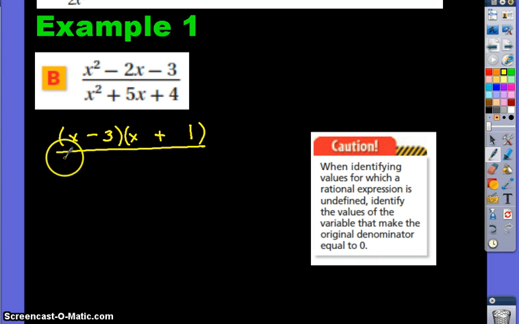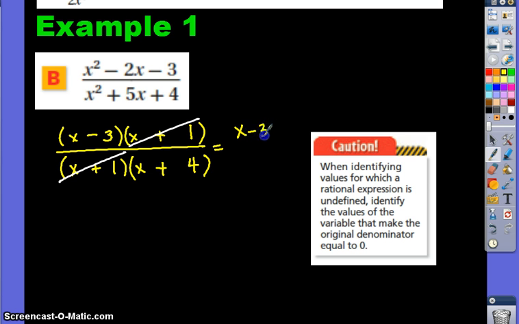All right, now I do the same thing in the denominator. We've got to factor that. We need to find numbers that would multiply to 4 but then would add to 5. And that would be 1 and 4. And since it's all positive, we're just going to be adding. And now that we've factored it, we can see that we have an x plus 1 here and an x plus 1 here, so they will cancel each other out, meaning that the simplified expression is x take away 3 over x plus 4.